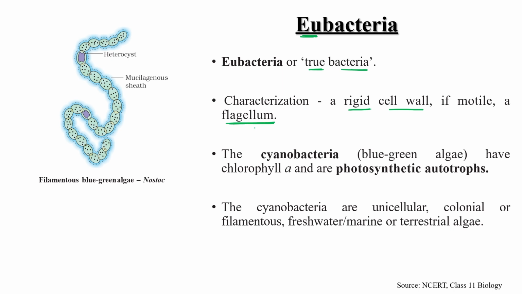Okay, so the cyanobacteria, which is popularly known as blue-green algae, have chlorophyll A, and these are photosynthetic autotrophs. Cyanobacteria are unicellular, colonial, or filamentous. They may be freshwater, marine, or terrestrial algae, depending on the nature. Okay, this is a filamentous blue-green algae picture. They also have heterocysts in them, which are used for atmospheric nitrogen fixation.